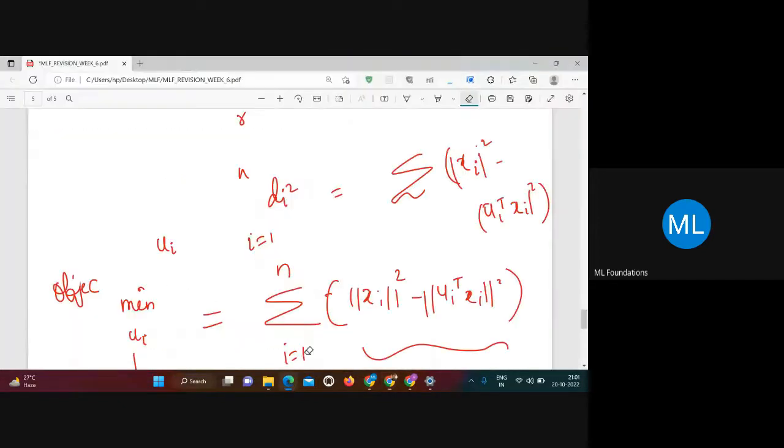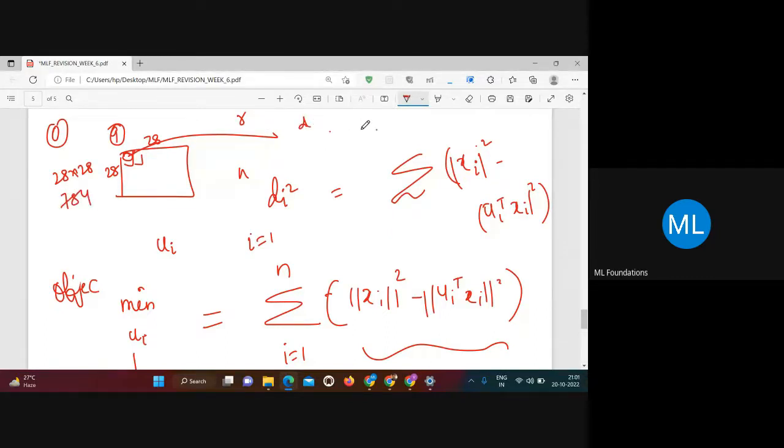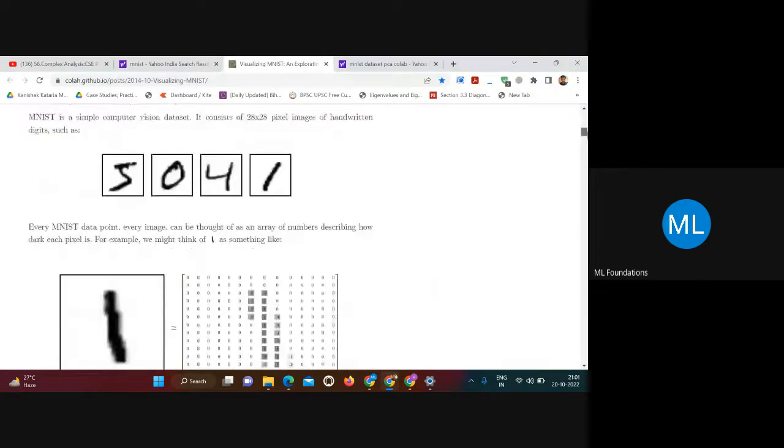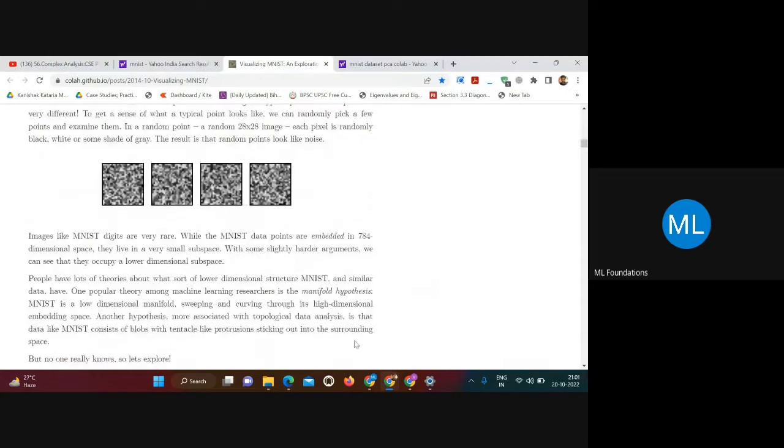So I had digits from 0 to 9 written, and each written digit was converted to a 28 cross 28 pixel image, and each pixel had some value. Each value is taken as one dimension, so 28 cross 28 is 784, taken as dimensions d1 to d784. I guess the writer took more than 60,000 data points, some random n values.